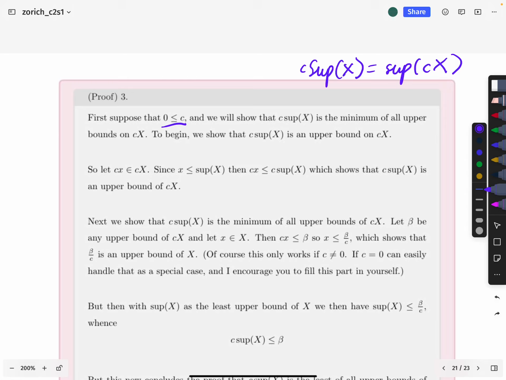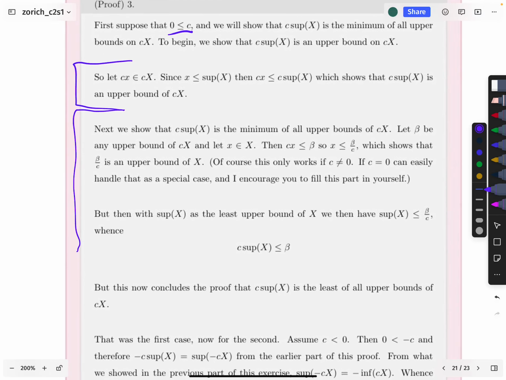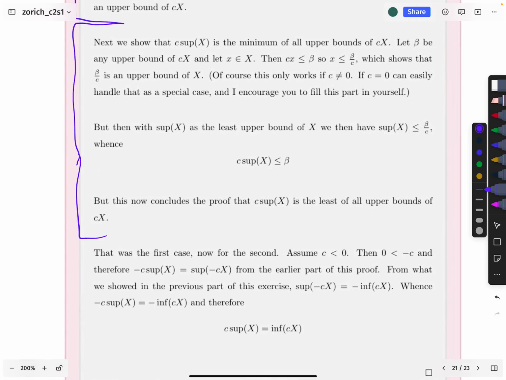So here I am proving that C sup X is an upper bound, and then here I'm proving that it is the least of all of the upper bounds. And then this is where I start talking about the case where C is strictly negative.